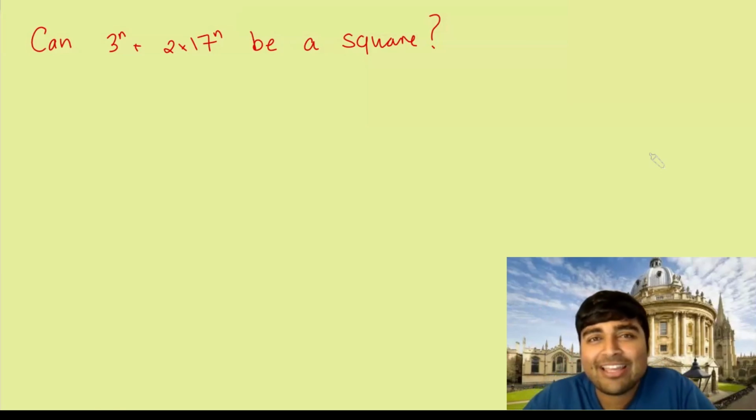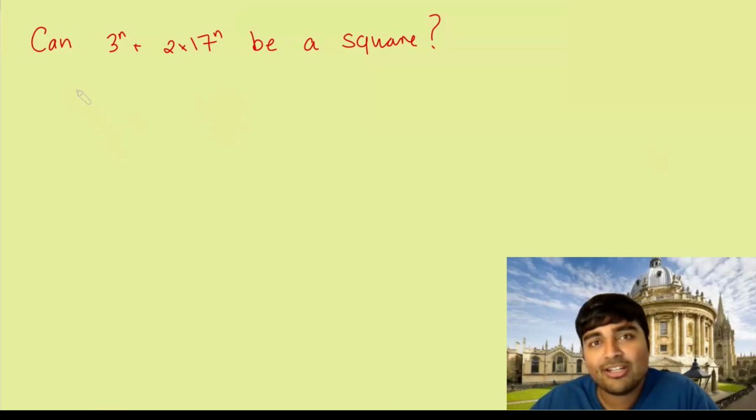Can 3 to the power of n plus 2 times 17 to the power of n ever be a square number? The answer is no, it cannot. Let's see why. What we're going to do is first make an observation about square numbers modulo 8.